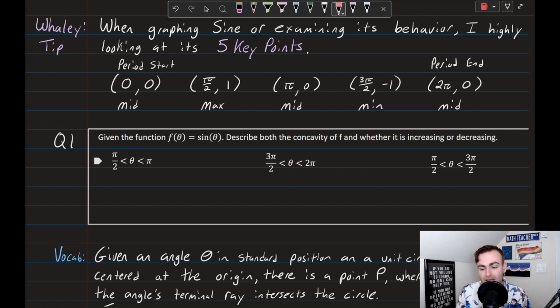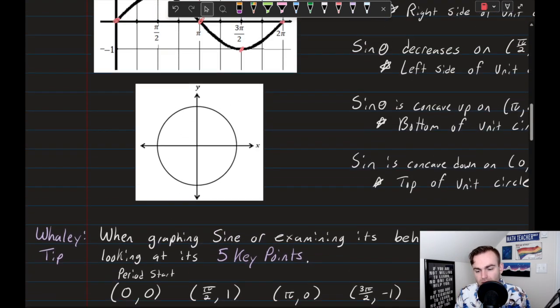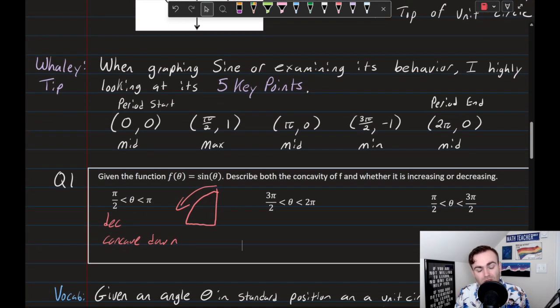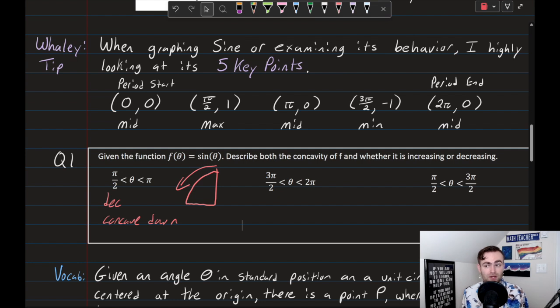So if I think about this angle is quadrant 2, I'm going to draw that. What's going on here as I go from the smaller angle to the larger angle? Well, it's decreasing and it's concave down. So this is decreasing and it's concave down. Let's double check. Pi over 2 to pi, it's decreasing and it's concave down. Isn't that awesome? So you can just draw the part of the circle we're talking about and you got it.